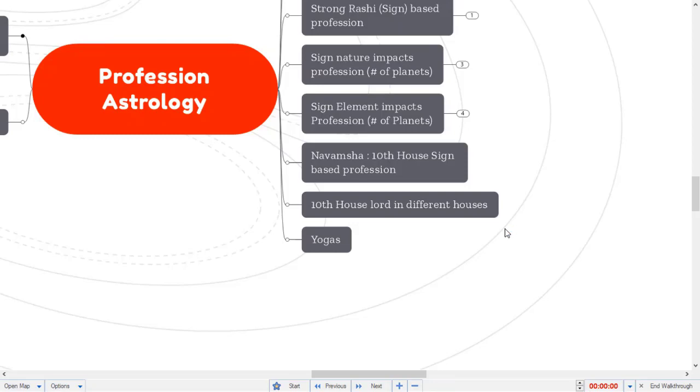Then the yogas are the conjunction of planets. So for example, let's say Jupiter and Saturn join together. That's a clear indication of a lawyer, because Saturn is discipline and Jupiter is law. So that means somebody, a lawyer or a magistrate.